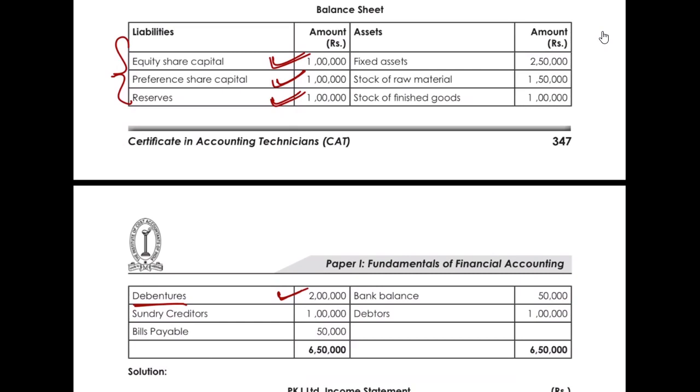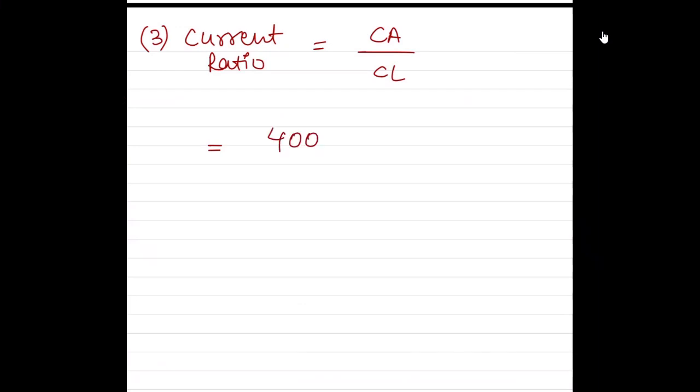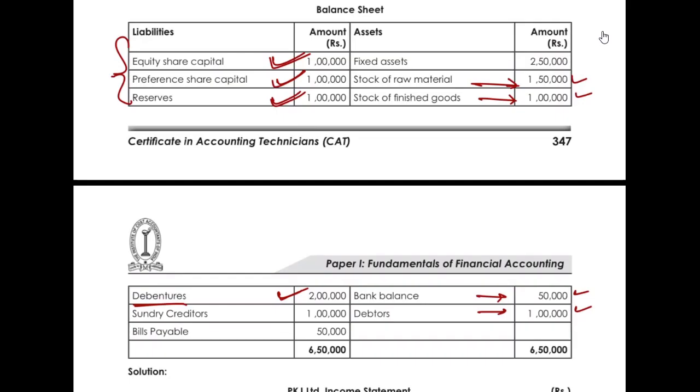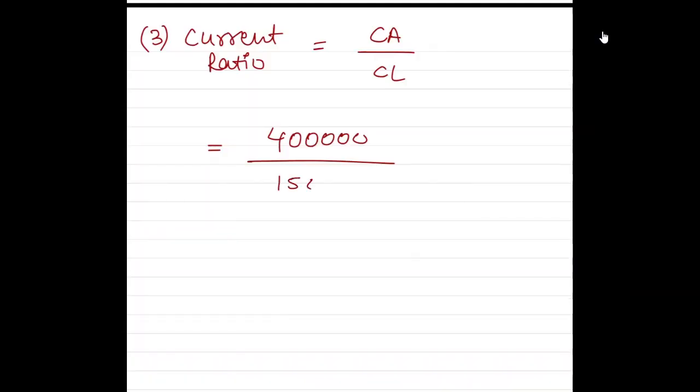You have fixed assets, you have stock of raw material, you have stock of finished goods, you have bank balance, and you have debtors. So it would be 150 plus 1 lakh 250 plus 50 3 lakhs and 1 lakh debtors is 4 lakhs. So 4 lakh is my current assets. What is my current liability? It would be my sundry creditors and bills payable. 1 lakh plus 50,000 is 1 lakh 50,000. So this would come around 2.67 divided by 1, or I would say 2.67 is to 1. That is my current ratio. The third thing which they have asked for.